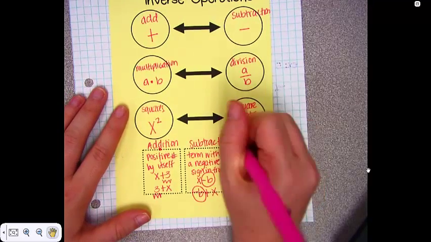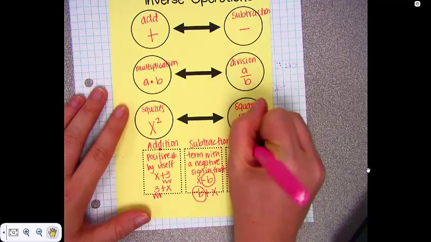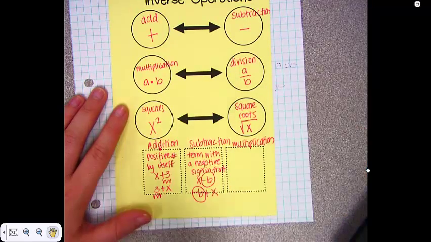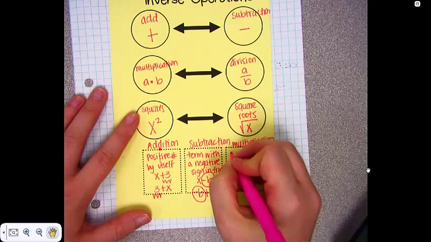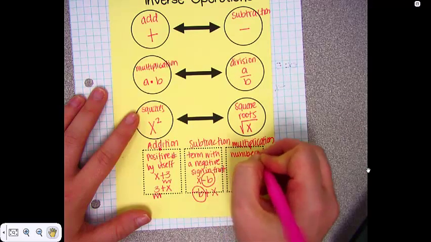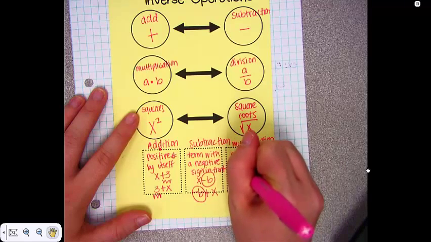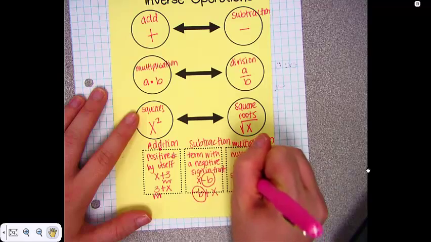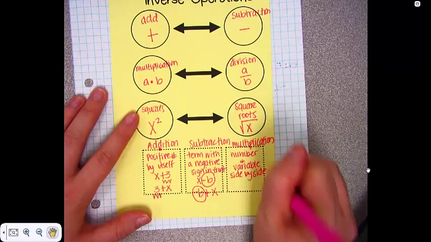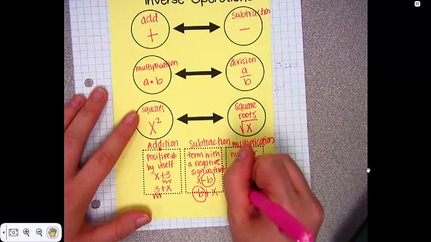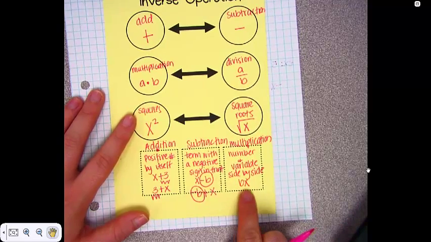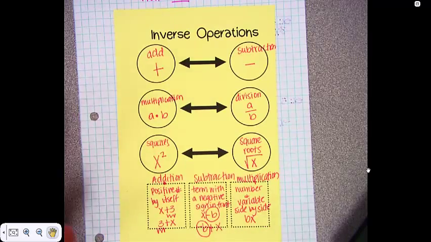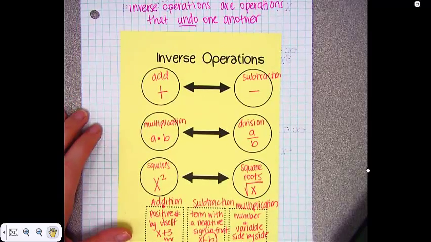And how do we recognize multiplication? Well, we recognize multiplication by a number and a variable side by side. So, for example, bx. This is b times x. So here are inverse operations. We're going to use all of these to solve 1- and 2-step equations.